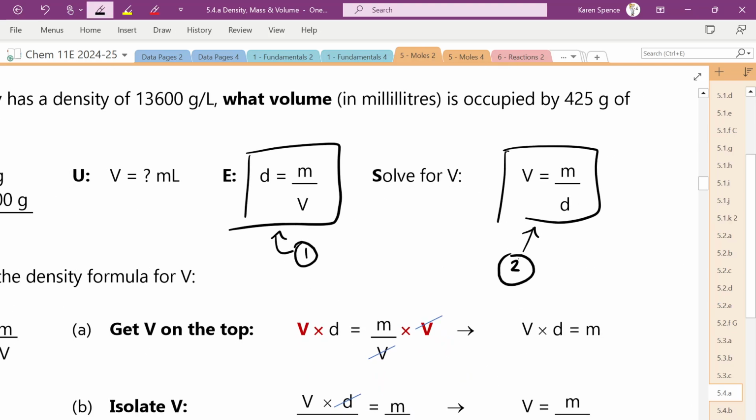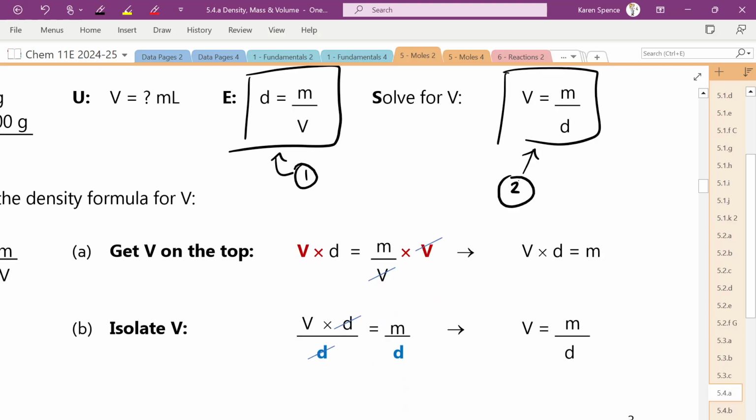Now, how did we solve for getting V on the top? There's very, very many different ways of solving it. This is for my regular 11s who might not be able to do algebra so well. Are you guys good with algebra? Okay, and if you're not good with algebra, then just use the conversion factor, because then you don't need to worry about rearranging it. We'll talk algebra when we get to the ideal gas law.